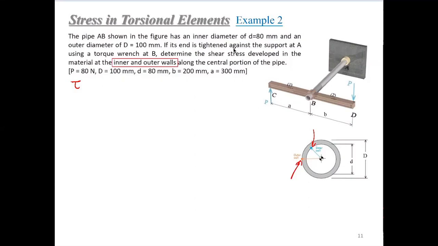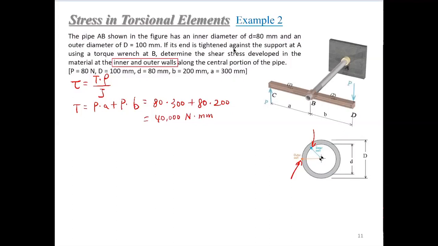So we can use these equations. The tau equals T rho over J, right? Then this T here, let's calculate the T first, right? The T here is very similar to the first example. We have two arms, two P's, but this time these two arms are not the same. Okay, one is a, the other is b. Right? So T equals Pa plus Pb. That is 80 Newton times a, that is 300, plus 80 times 20. Okay, here you get 40,000 Newton millimeter.